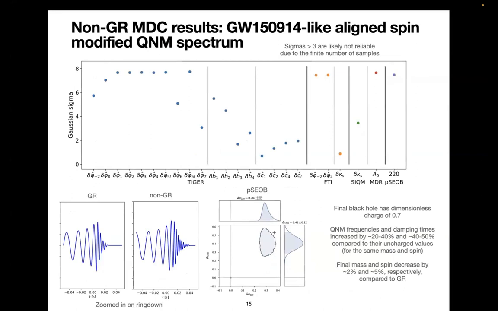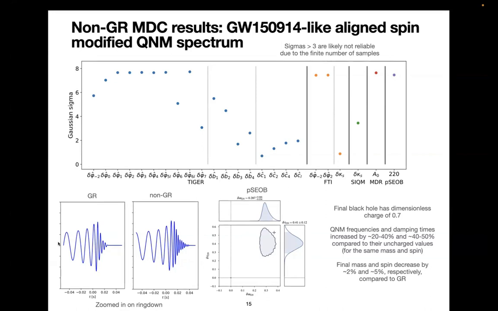So looking at the modified QNM spectrum, here we actually get, surprisingly enough, very, very large deviations, much larger than we'd expect with our number of posterior samples, in the inspiral coefficients. And surprisingly enough, it's not the merger-ringdown coefficients that see the deviation. We also see inspiral coefficients with large deviations in FTI, and then MDR, again large deviations, also PSCB. So we can see the PSCB is not getting exactly the injected value, which here is shown with a plus, but it's definitely getting not too bad.